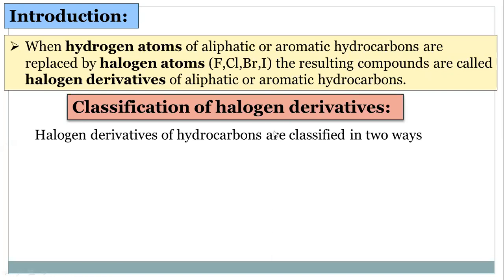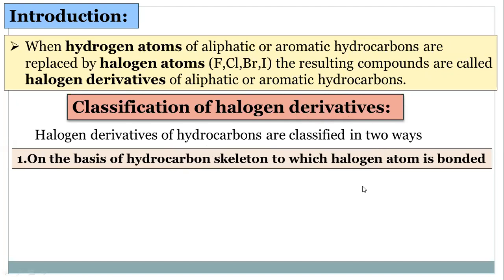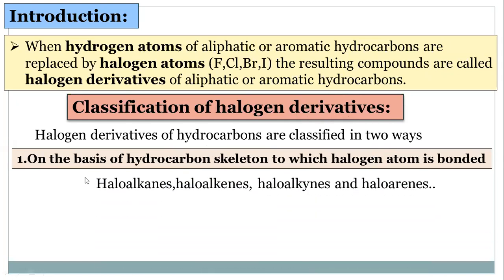Then the classification of halogen derivatives. Halogen derivatives of hydrocarbons are classified in two ways. First, on the basis of the hydrocarbon skeleton to which the halogen atom is bonded. For example, if the hydrogen atom of an alkane is replaced with halogen, it is called haloalkane. If the hydrogen atom of alkenes is replaced with halogen, it is called haloalkene. In case of alkynes, haloalkynes. And if the hydrogen atom of arenes is replaced with halogen, it is called haloarenes.